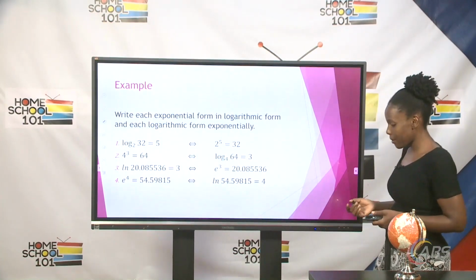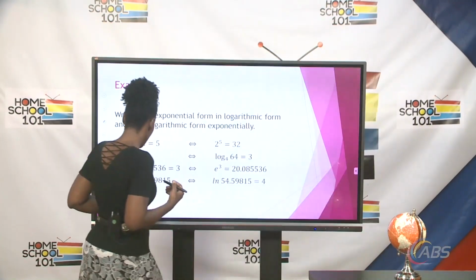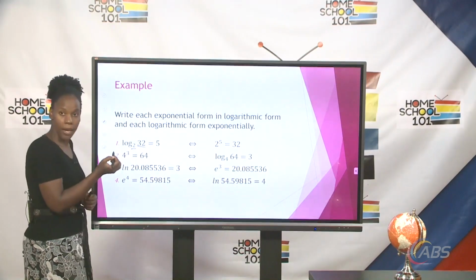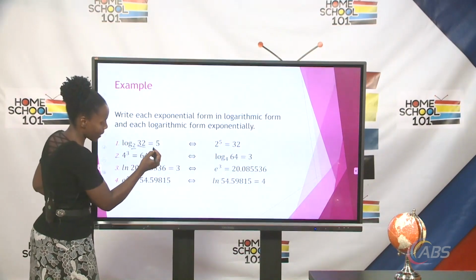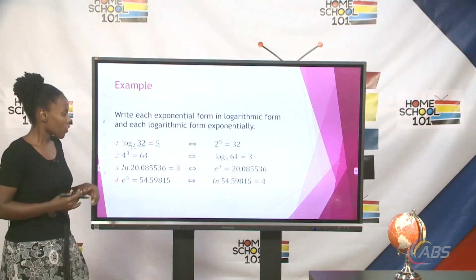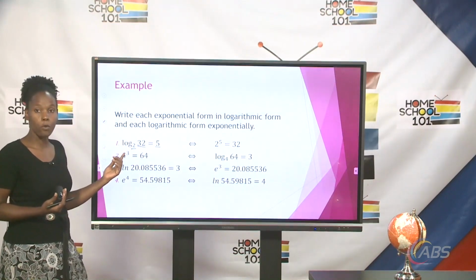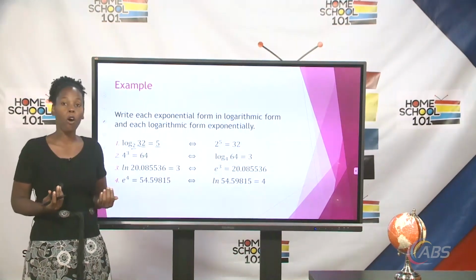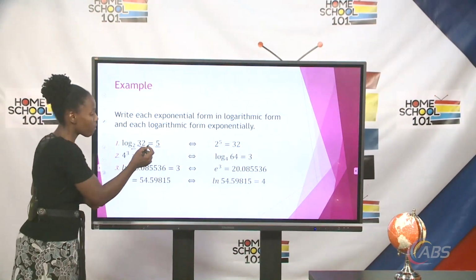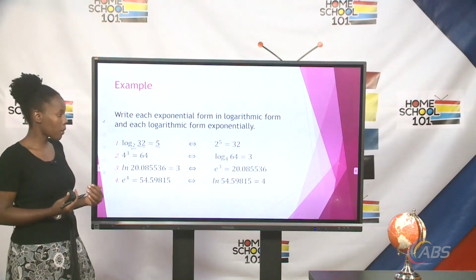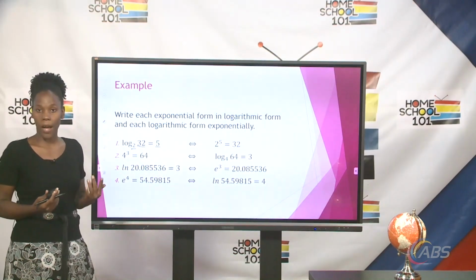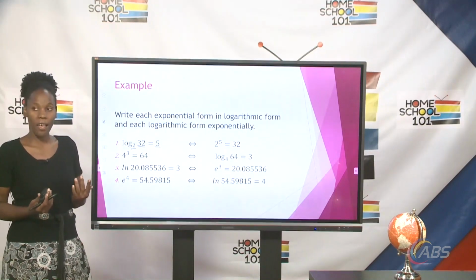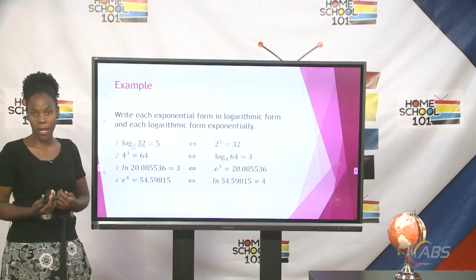So in this case, the key thing to note is that it's the logarithm of the positive number n to a given base is equal to the number here. So in this case, my base here is 2 in the logarithmic term. So when I'm writing exponentially, that would also be my base. This number 5 here would then become my power. So it becomes 2 to the power 5 is equal to 32. And if you multiply 2 5 times, then you would get the value 32.